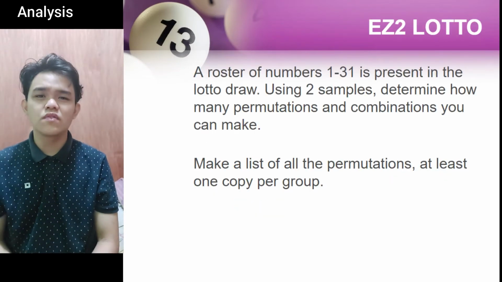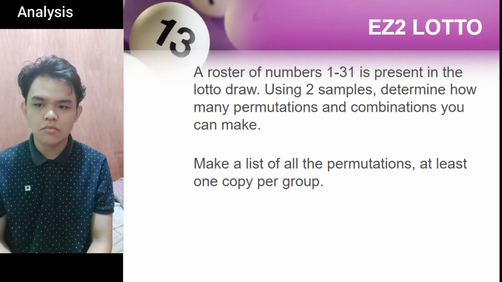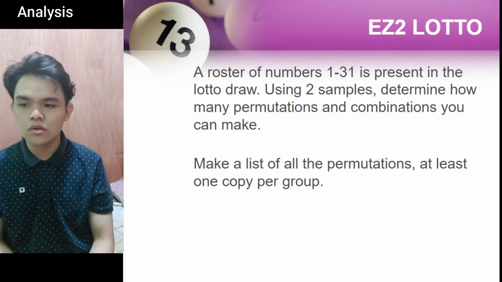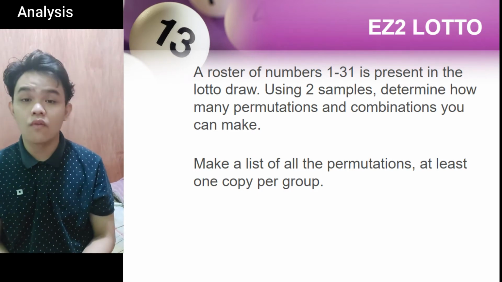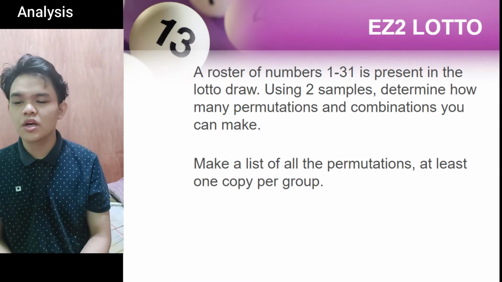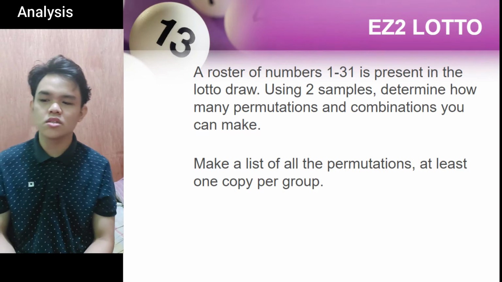And now I want to divide the class into two groups. Maybe this row can be group 1 and that row can be group 2. Now there will be a roster of 1 to 3 numbers using two samples. Determine how many permutations and combinations you can make.